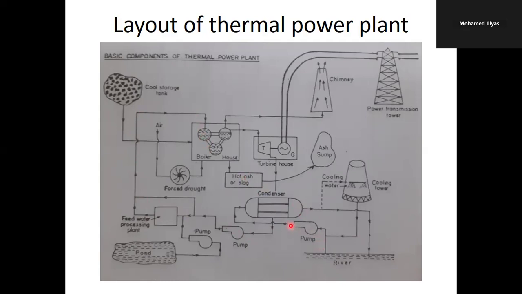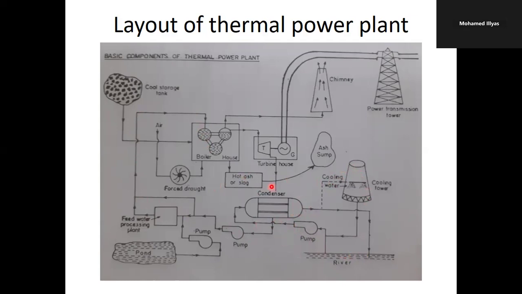And the cooling water, which is coming out from the condenser, has to be cooled, so it will be supplied to the cooling tower. So we'll be having a large cooling tower in the thermal power plants. So by evaporation, the cooling water will be cooled again, it will be supplied to the condenser.